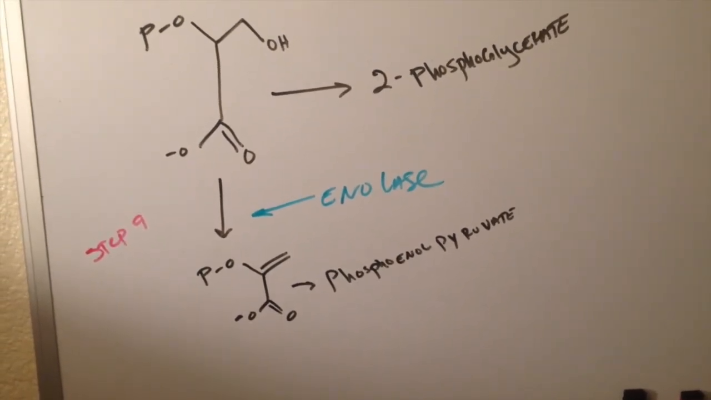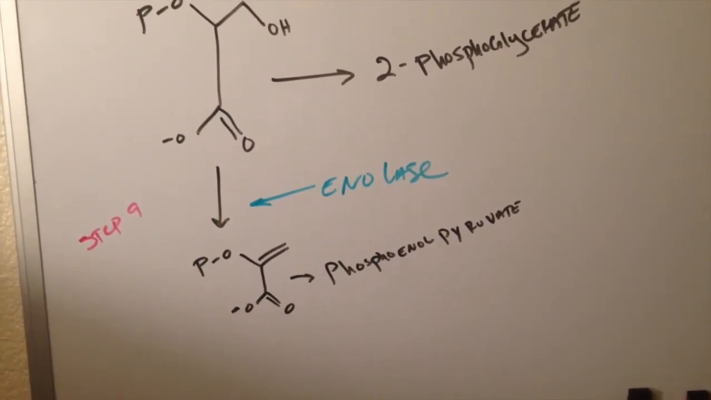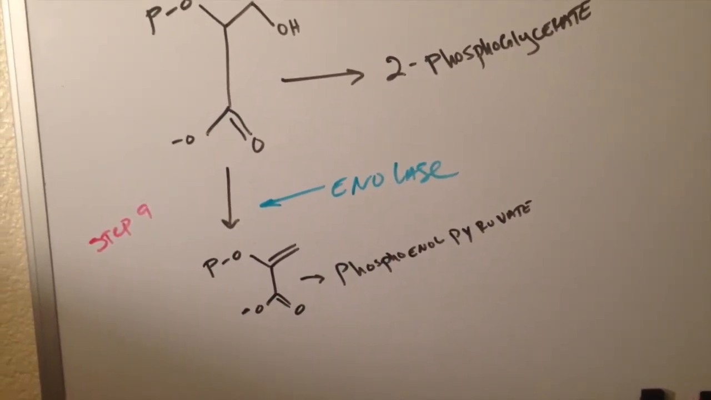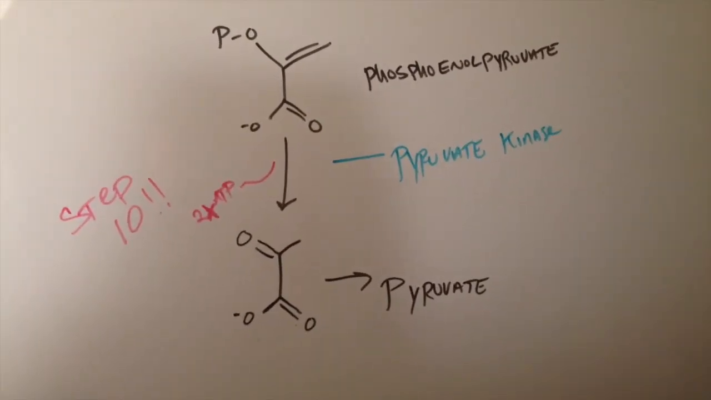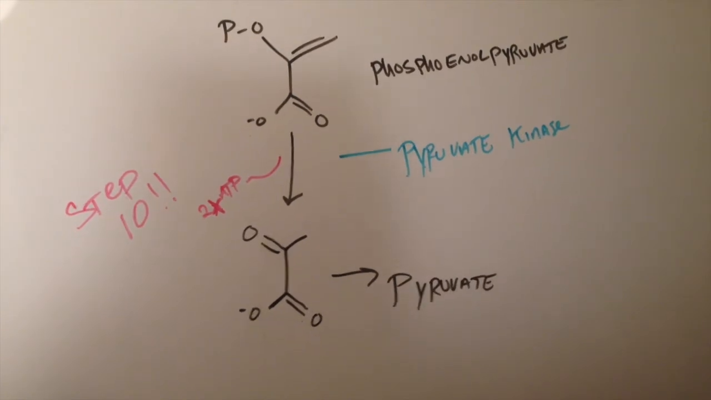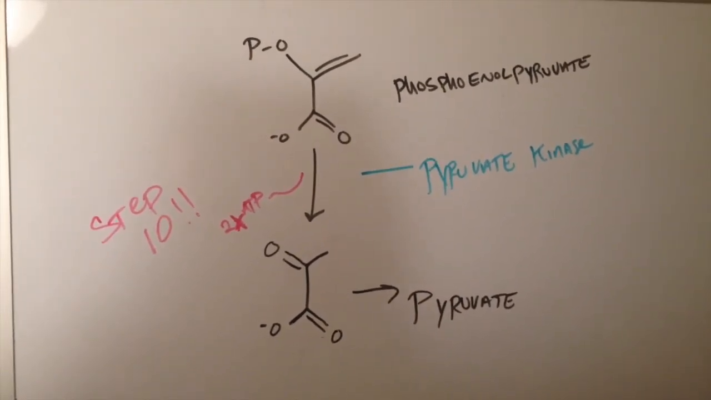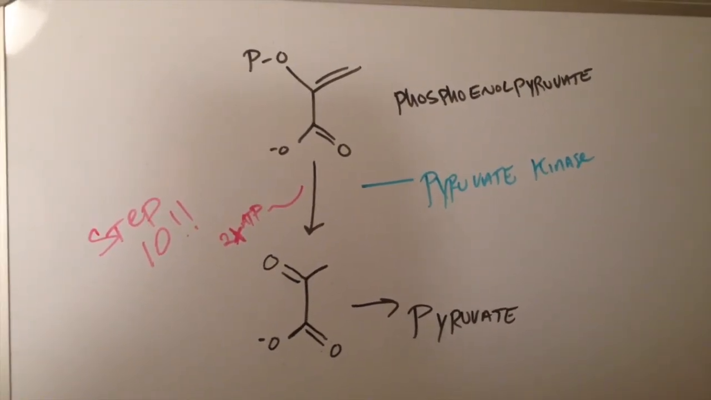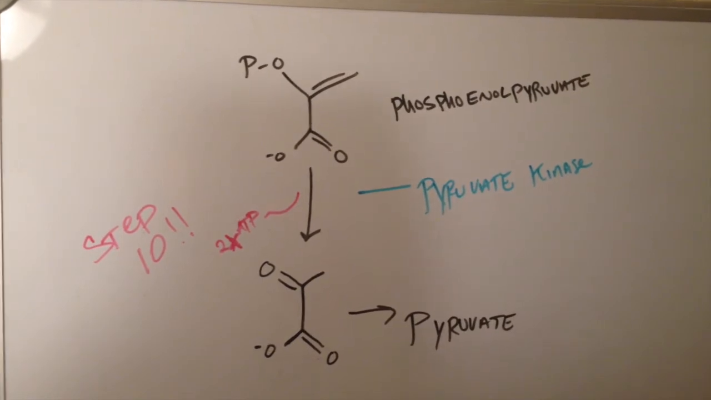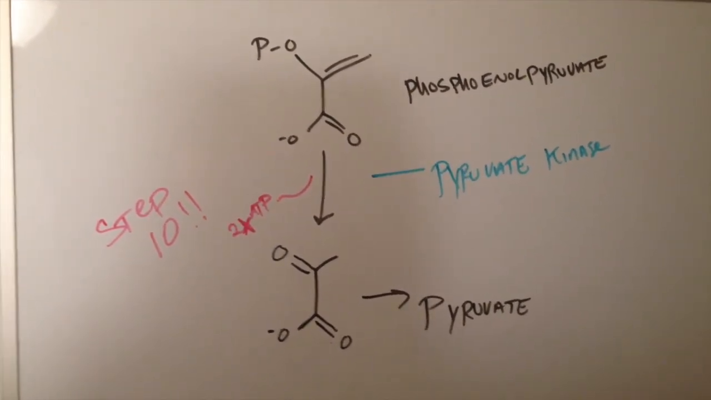Step 9, enolase is introduced, which creates a double bond by removing the hydroxyl group, which leaves us with phosphoenolpyruvate. And finally, for the 10th and final step, we need the final enzyme called pyruvate kinase. This enzyme is going to remove the phosphate groups from the molecule, attaching them to ADP, creating ATP.